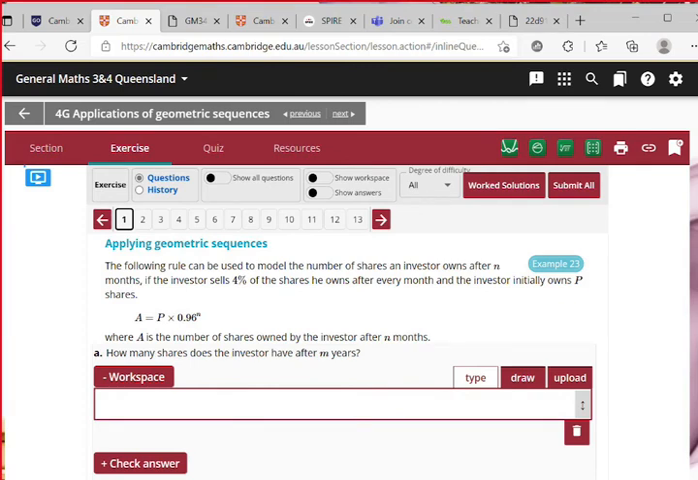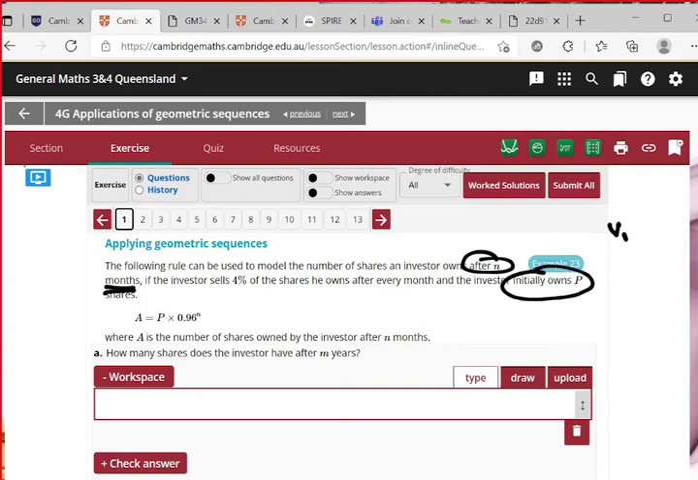So the following rule can be used to model the number of shares an investor owns after n months. So watch out for that. It's not in years this time, it's in months. But it doesn't change, it still stays in. If the investor sells 4% of the shares he owns every month and he initially owns P shares.